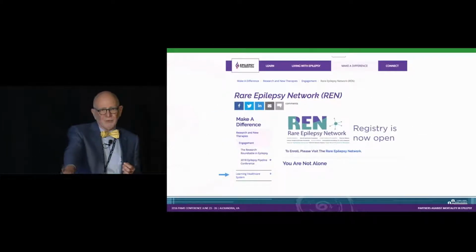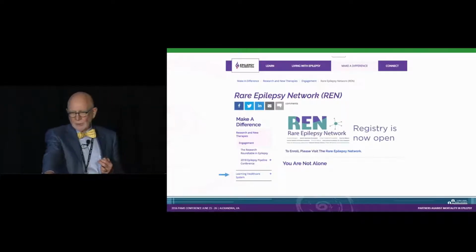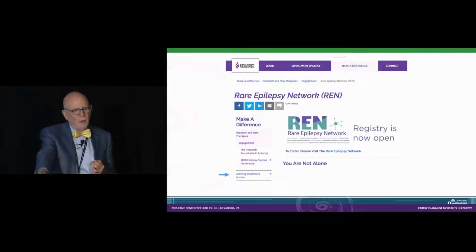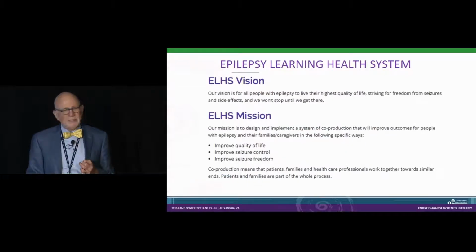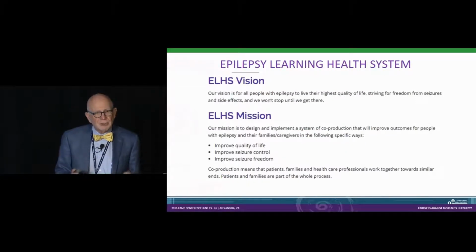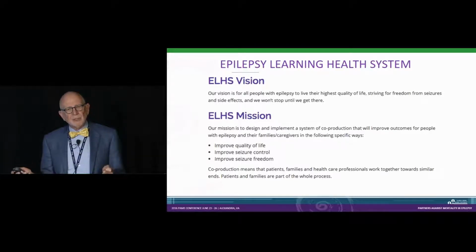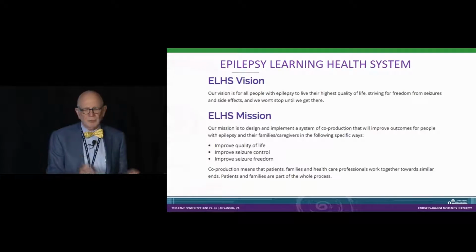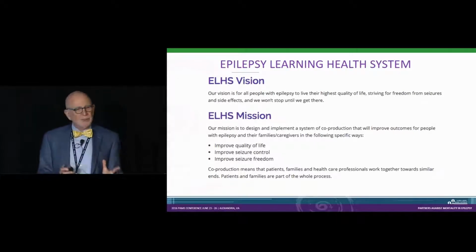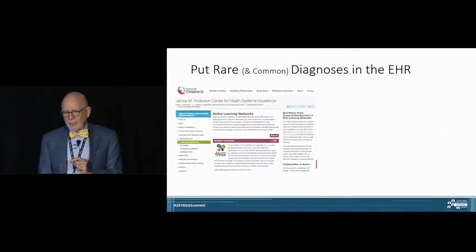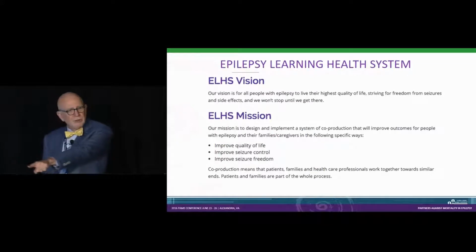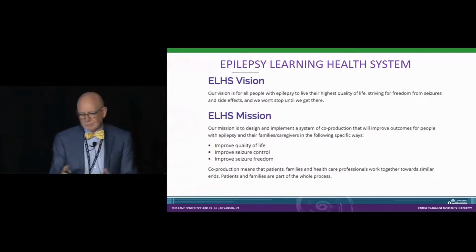Going back, which says make a difference, that blue arrow, which says learning healthcare systems, that's now on the Rare Epilepsy Network. The learning healthcare system in epilepsy is something out of the Anderson Center at Children's Hospital in Cincinnati. It's the center of network-based quality improvement. And our mission in the Epilepsy Learning Health System is to improve quality of life, improve seizure control, and improve seizure freedom. Oh, and right down at the bottom, co-production means that families, patients, and healthcare professionals all work together as equal partners.